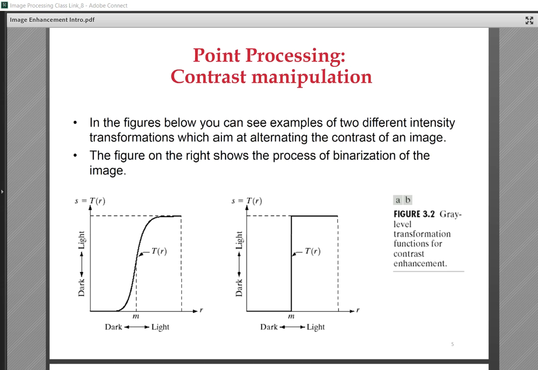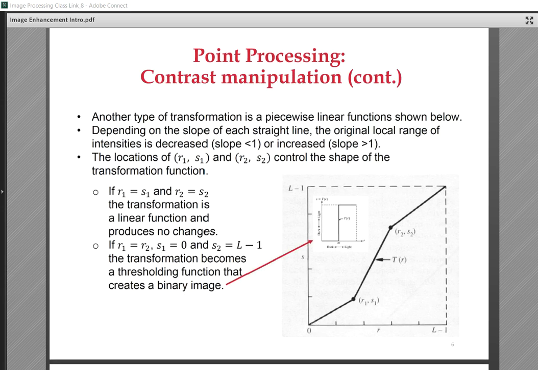In the figures below, you can see examples of two different intensity transformations which aim at altering the contrast of an image. The figure on the right, this item, sharp, shows the process of binarization of the image, with a fixed threshold, low or high.